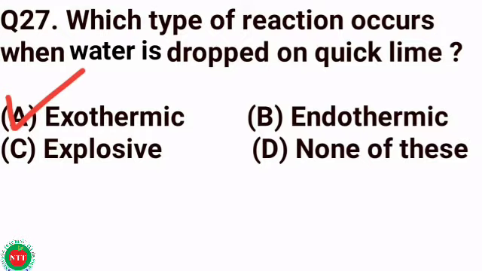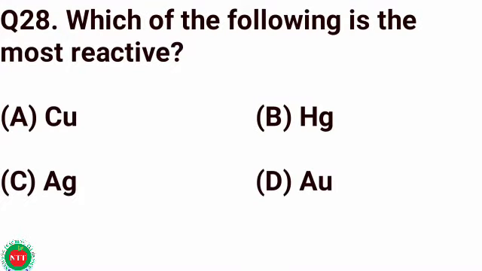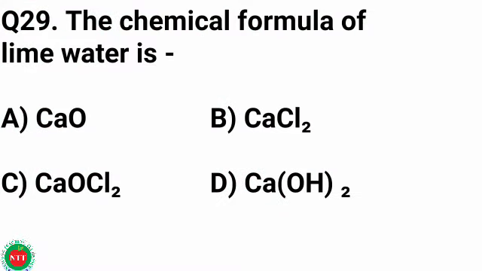Question number 28. Which of the following is the most reactive? Cu, Hg, Ag, Au. The right answer is Ag, which means silver. Question number 29. The chemical formula of lime water is A. CaO, B. CaCl2, C. CaOCl2, D. Ca(OH)2. Calcium hydroxide, option D.